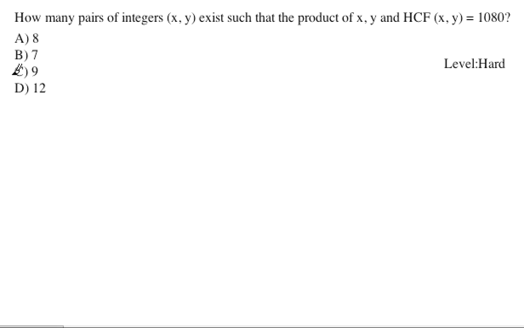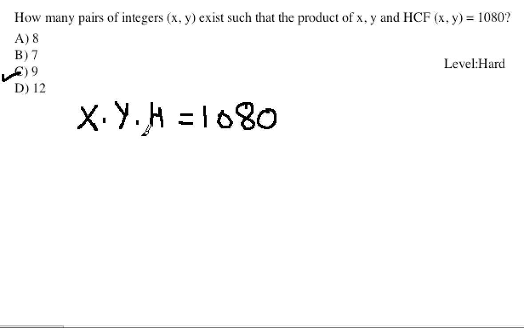Okay, so the correct answer here is C, 9. So there are not 9 ordered pairs, there are 9 pairs of integers x and y such that this condition is satisfied. The condition given here is that the product of x, y and the HCF of x, y is 1080. Let HCF be h. So we are given that x into y into h is equal to 1080. Now, as h is the highest common factor of both x and y, h has to be a factor of each of x and y.